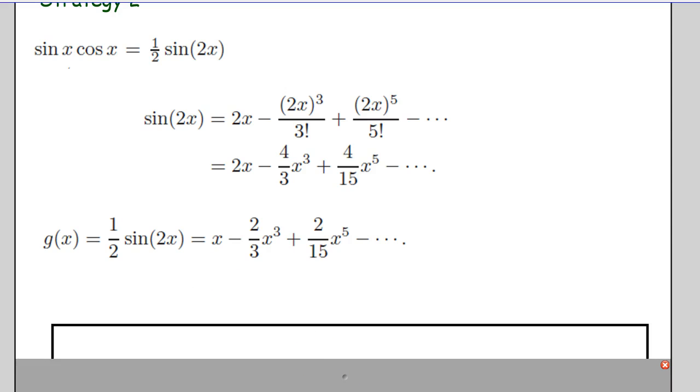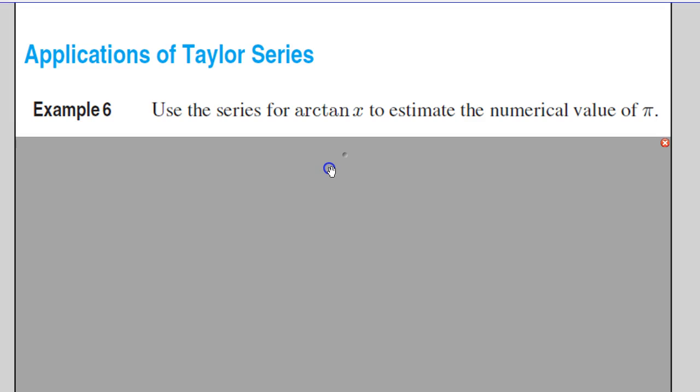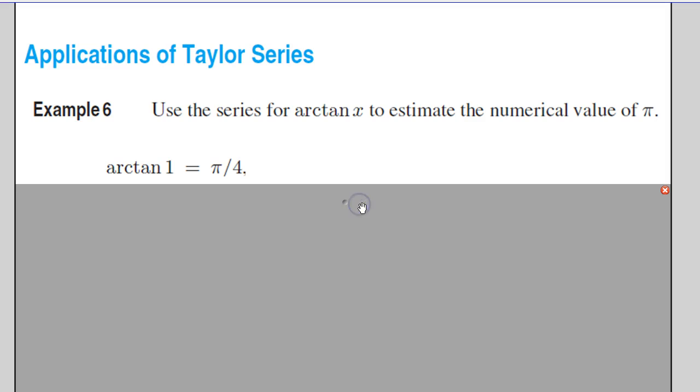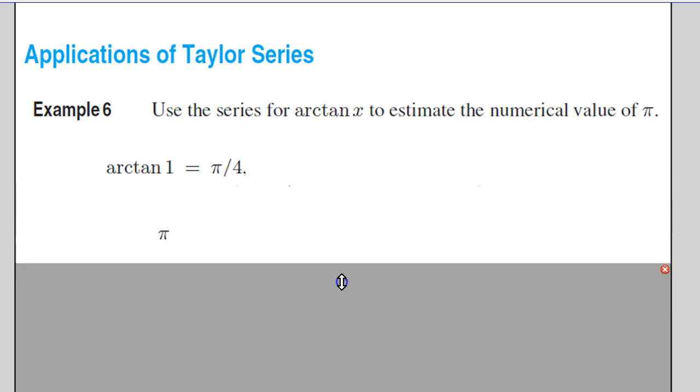All right, the last thing we're going to do is based off a question that you had: how can we use the Taylor series? I'm going to go over two examples about how we can use Taylor series. The first one is you can use it to estimate a value. In this case, we're going to use the Taylor series of arctan of x to estimate the numerical value of pi. So we know that the tangent of pi over 4 is 1. So the arctangent of 1 is pi over 4. Therefore, if I multiply both sides by 4, I get that pi is equal to 4 times the arctangent of 1.